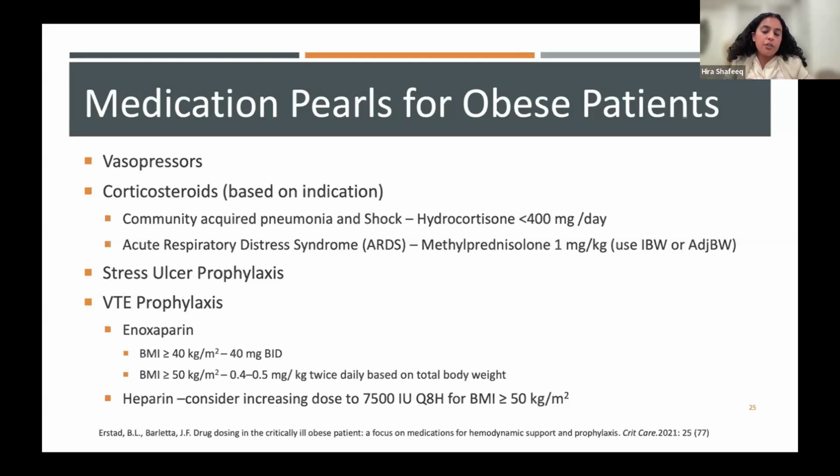Where they do recommend using an ideal body weight or adjusted body weight instead of actual body weight is when we're using methylprednisolone for acute respiratory distress syndrome. The reason is that when we're using methylprednisolone specifically, it's weight-based dosing, and as you can imagine, these patients are at risk for receiving a really high dose.